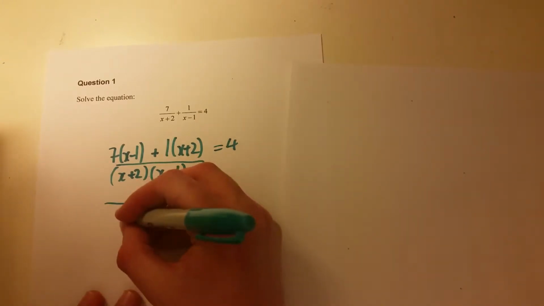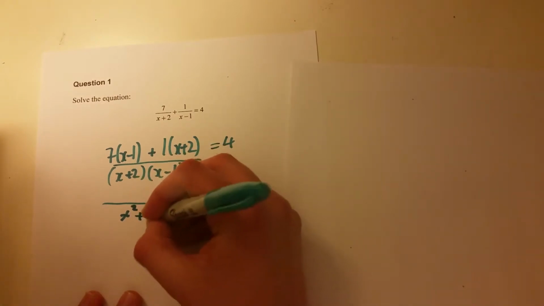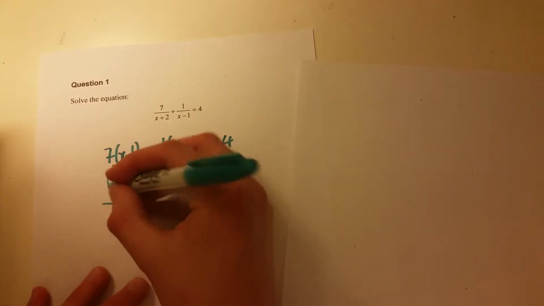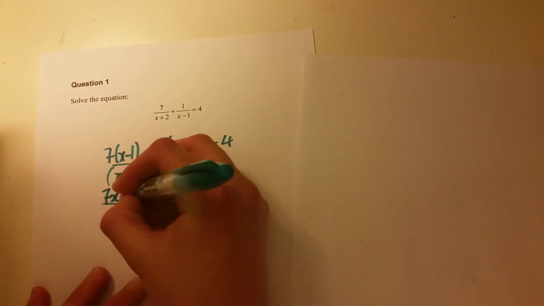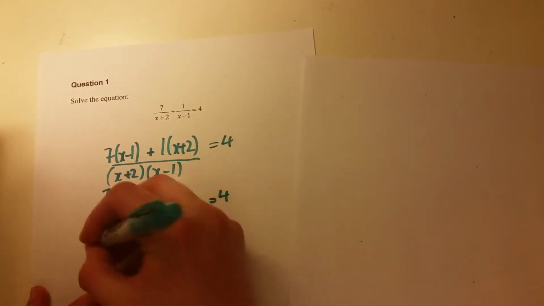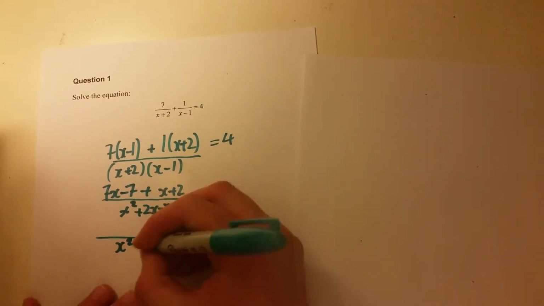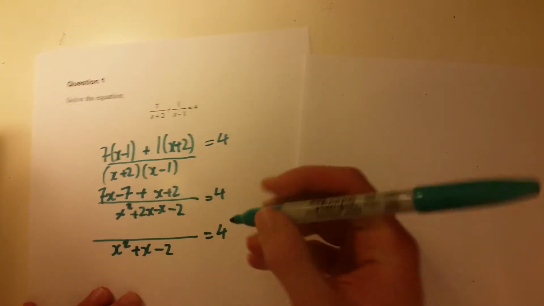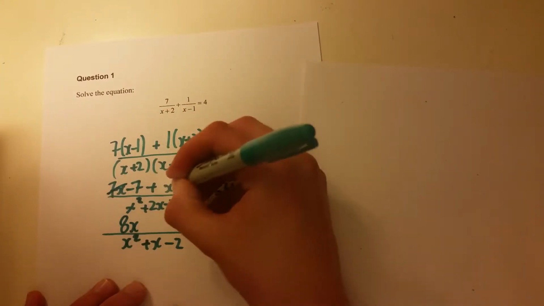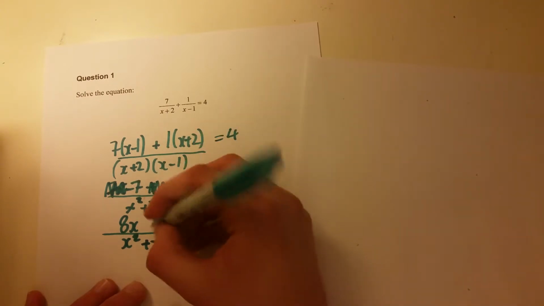The common denominator becomes x squared plus 2x minus x minus 2, and the brackets on the top can be expanded to 7x minus 7 plus x plus 2. This can be simplified further to x squared plus 2x minus x, which is the same as plus x, minus 2 as the denominator. 7x plus x is 8x. Minus 7 plus 2 is minus 5.